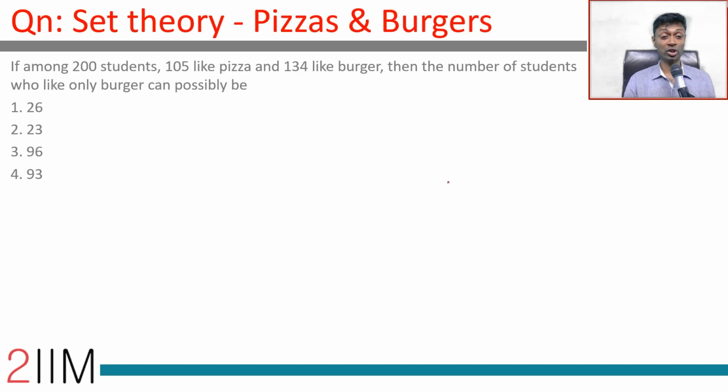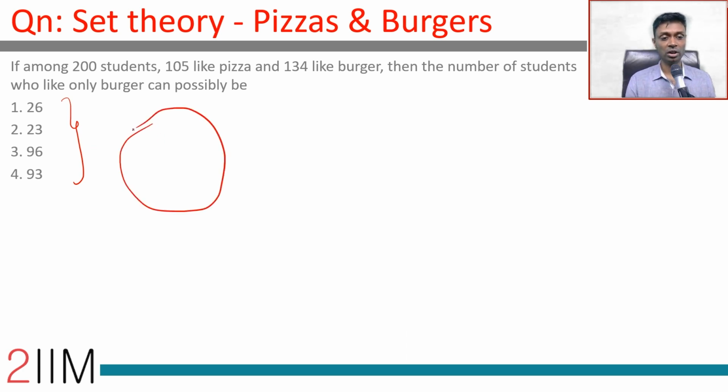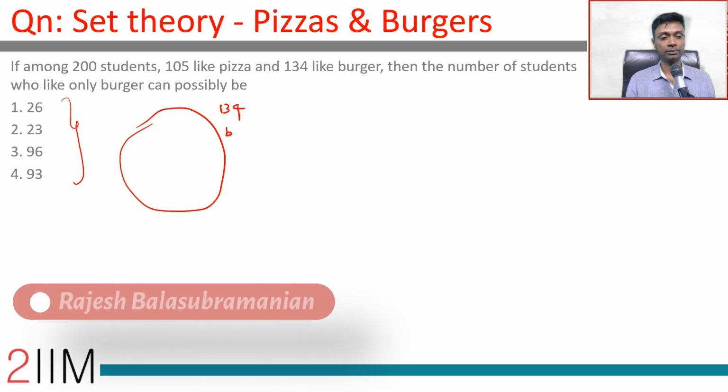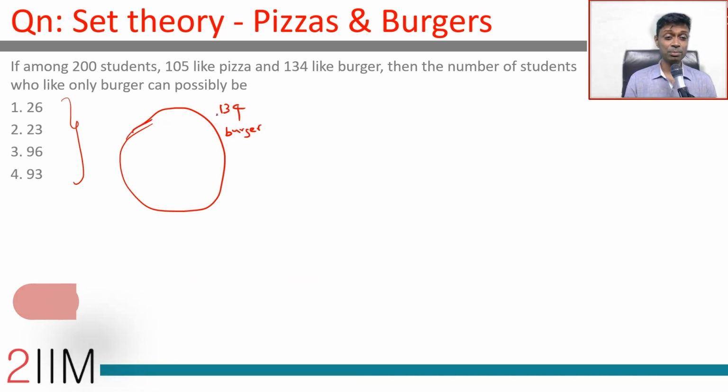If among 200 students, 105 like pizza and 135 like burger, then the number of students who like only burger can possibly be... So we need to find the minimum number of people who can like only burger. 134 people like burger. I want to find minimum and maximum of those who can like only burger. So if you want to go for the minimum, then as many of these 134 as possible should like pizza also. In other words, we should have pizza sitting inside here.